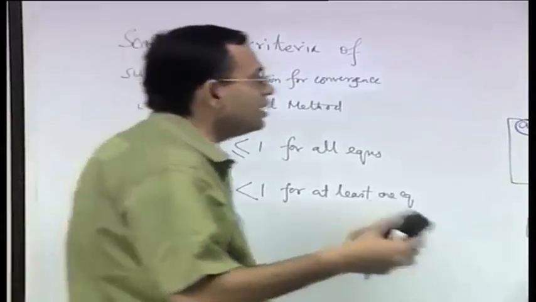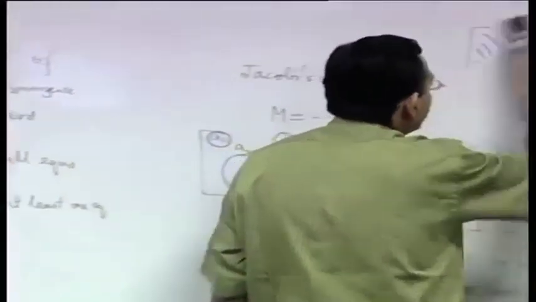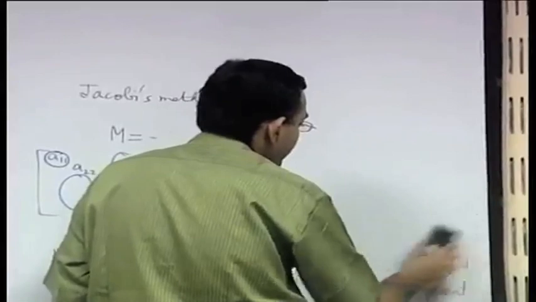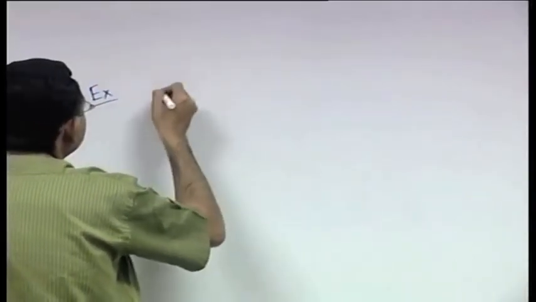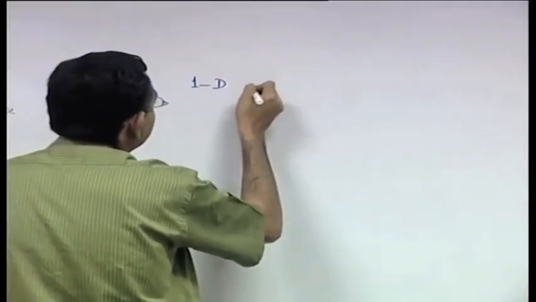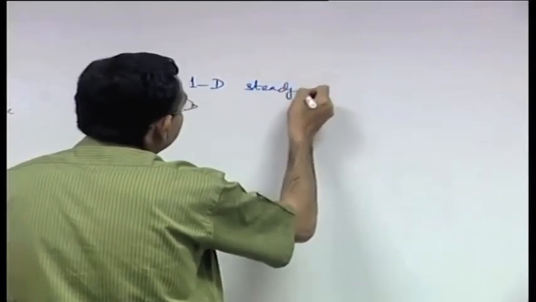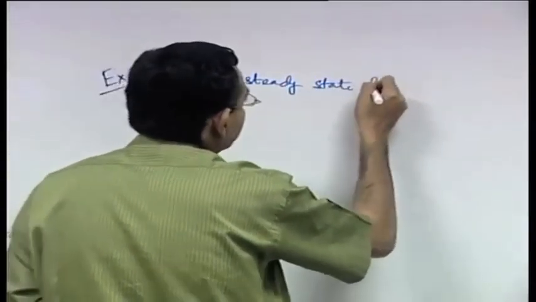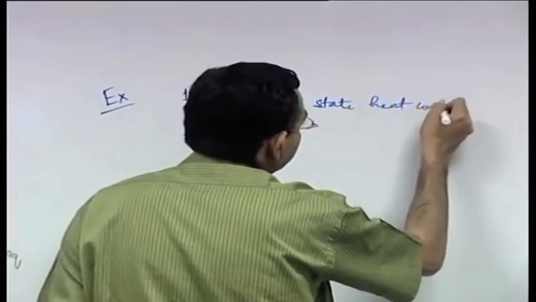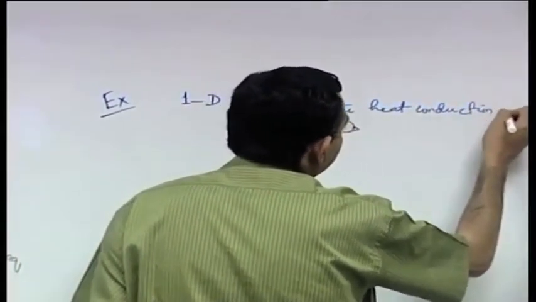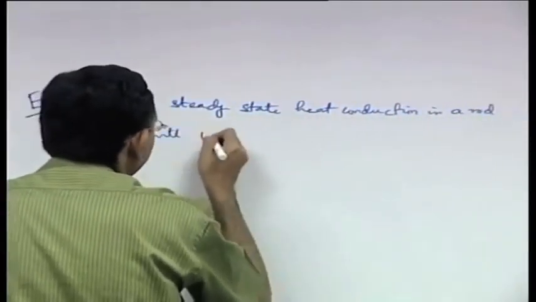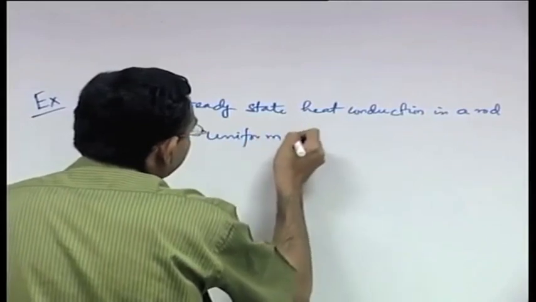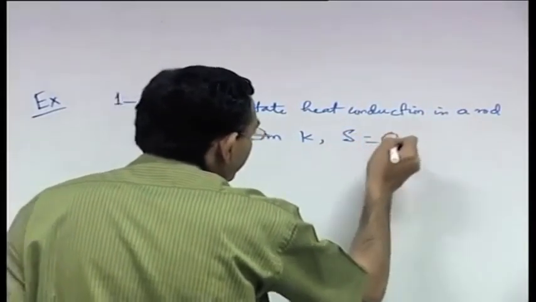To understand why it is necessary, let us go back to one of our old examples of one dimensional steady state heat conduction, in a rod with uniform thermal conductivity and the source term equal to 0.